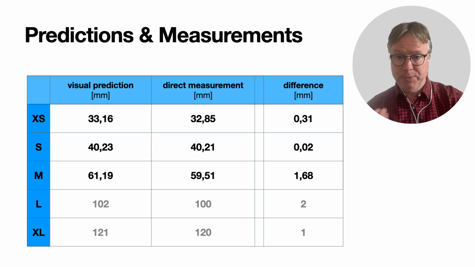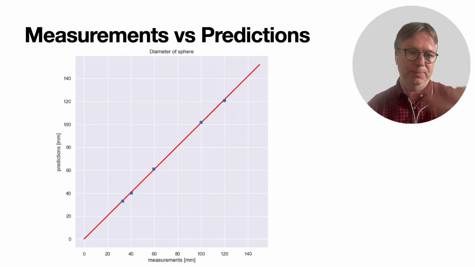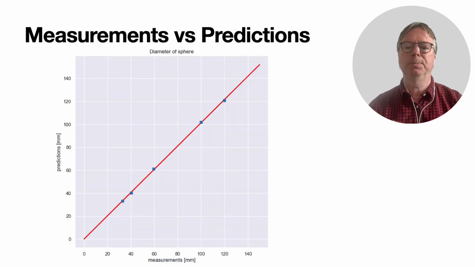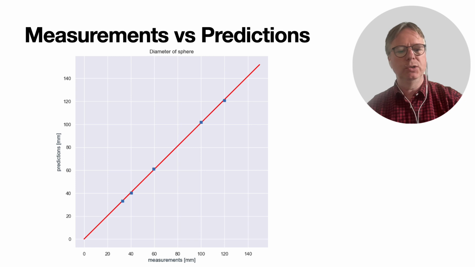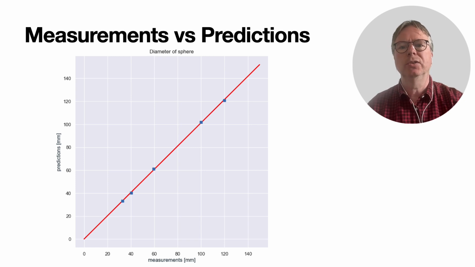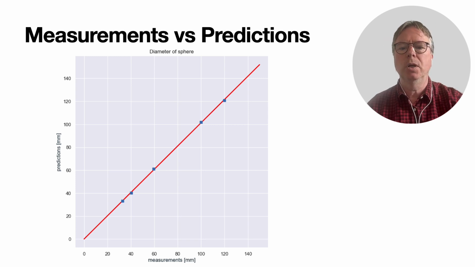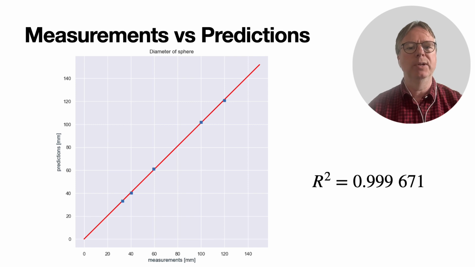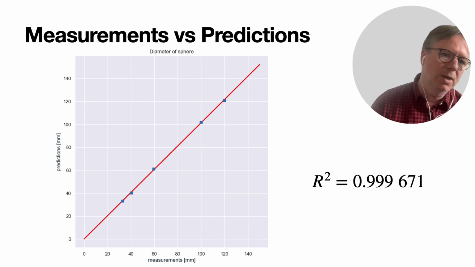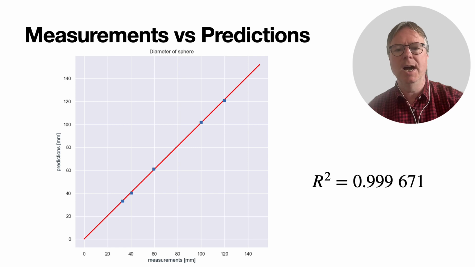So that's pretty good. And now I want to see what the correlation is. I expressed on the x-axis the measurement with the caliper, and on the y-axis the prediction with the formula. I'm fitting a straight line through those 5 points, measuring and predicting the diameter of the sphere. And I get an R squared of 0.999671. Really, really amazingly high.